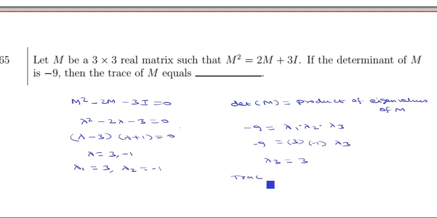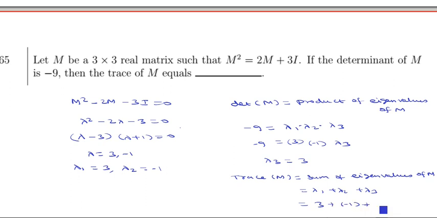Our question is to find the trace of M. The trace of M is equal to the sum of the eigenvalues of M, that is lambda 1 plus lambda 2 plus lambda 3. There are 3 eigenvalues: 3 plus minus 1 plus 3. Therefore 3 plus 3 is 6, 6 minus 1 is 5. So the answer is 5.